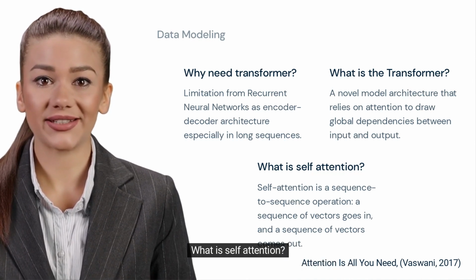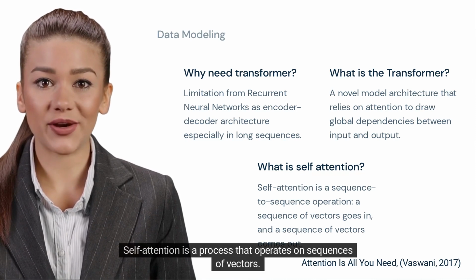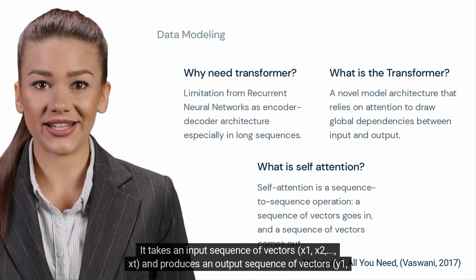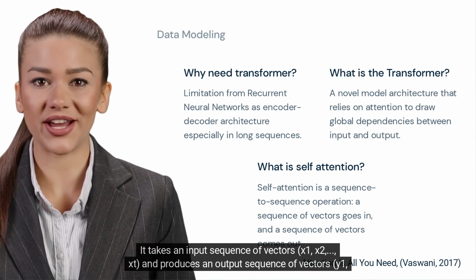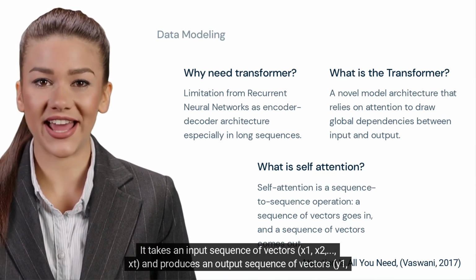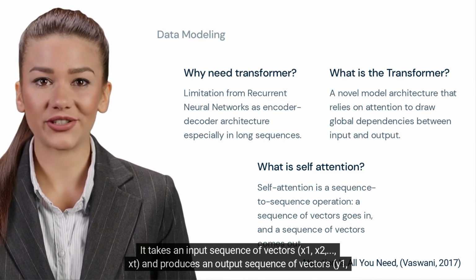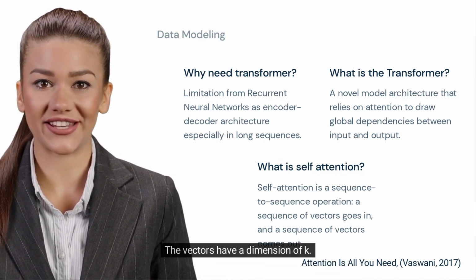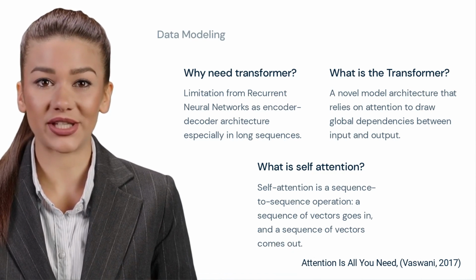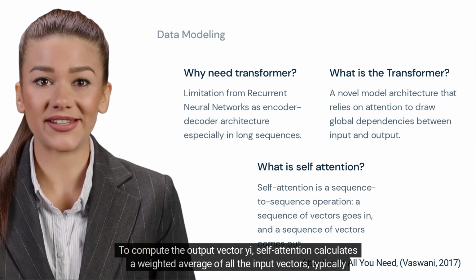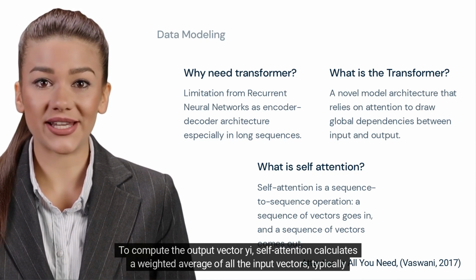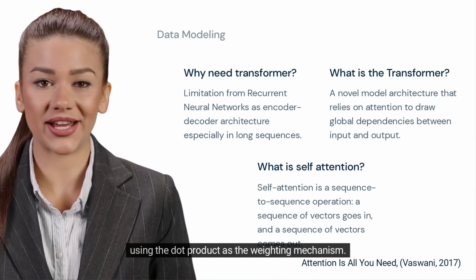What is self-attention? Self-attention is a process that operates on sequences of vectors. It takes an input sequence of vectors, x1, x2, ..., xt, and produces an output sequence of vectors, y1, y2, ..., yt. The vectors have a dimension of k. To compute the output vector, self-attention calculates a weighted average of all the input vectors, typically using the dot product as the weighting mechanism.